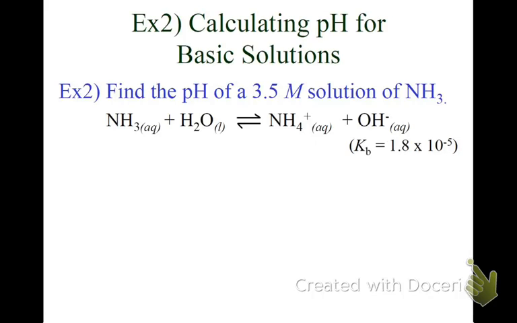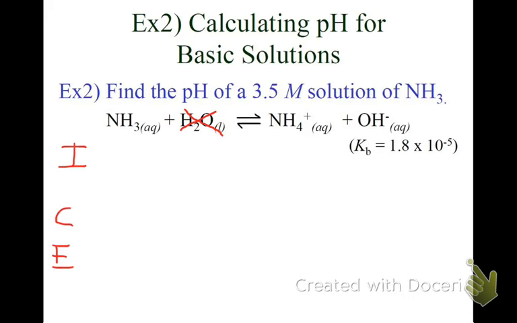Alright, welcome back. Let's take a look at this problem then. So with this one, let's set up an ice table. Always set up an ice table. ICE. And we need to find the pH of this solution right here. So we see ammonia ionizes. It turns into ammonium and hydroxide. And we have water there, which is a liquid. So in our ice table, we're going to ignore that one.